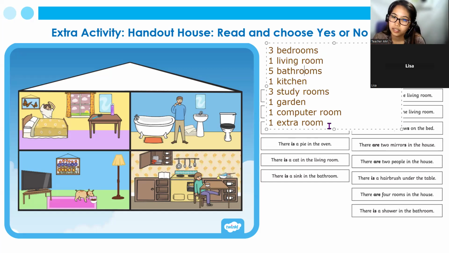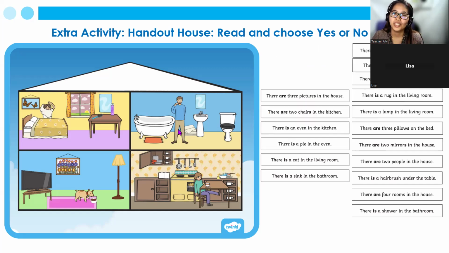Sometimes my sister sleeps with me. Ah, very good, Dolin. How old is your sister, Dolin? Yes, Dolin. How old is your sister? 15. I'm sorry? 15. Oh, she's older than you. Okay, great. So, Dolin, which room are you in now? In my bedroom. Very good. Thank you for sharing the rooms in your house, Dolin.